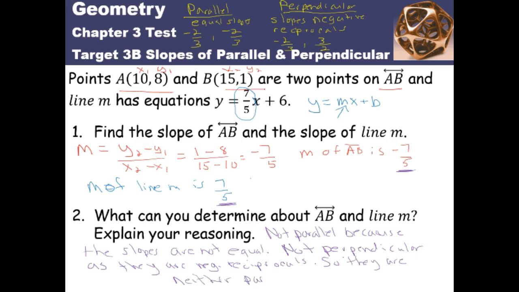Parallel or perpendicular. Okay, and then I just want to show you what perpendicular lines look like. So here's my graph, and perpendicular lines look like this.